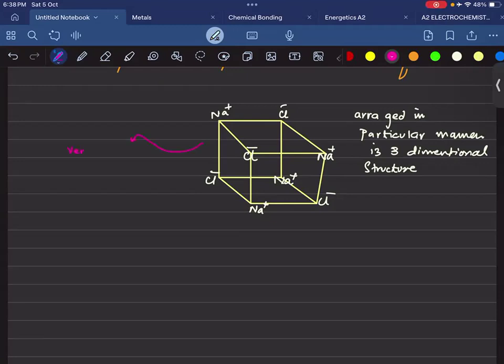When there is a very strong electrostatic force of attraction, a lot of energy would be needed to overcome the force of attraction. So this is the reason they are solid at room temperature and pressure, and they have high melting and boiling points.